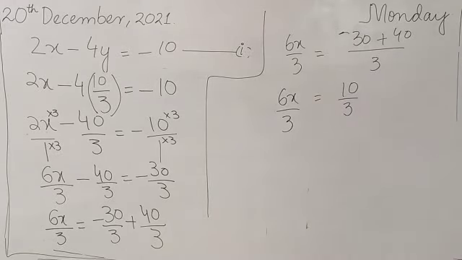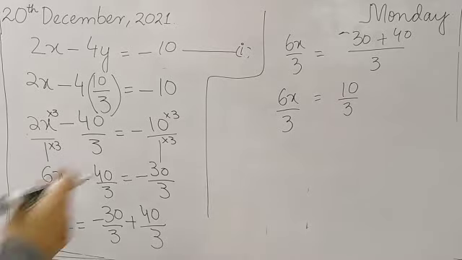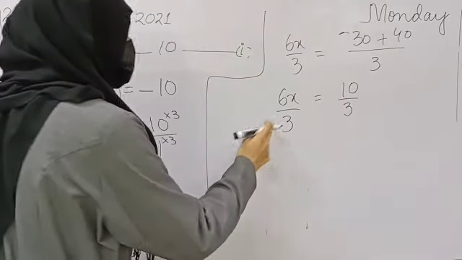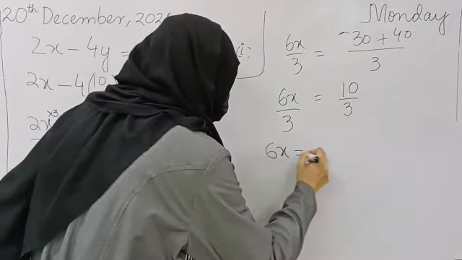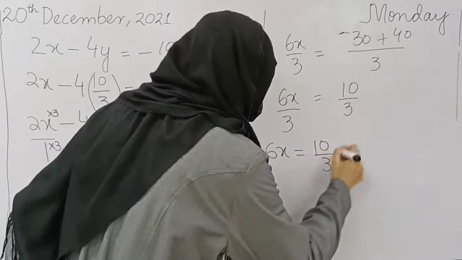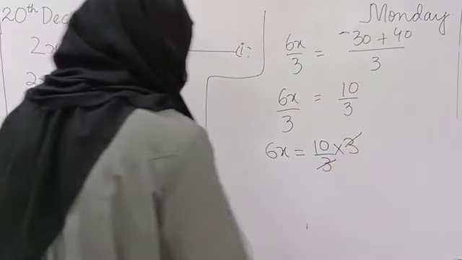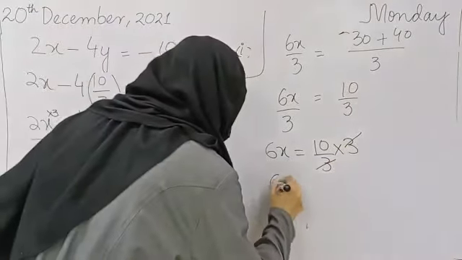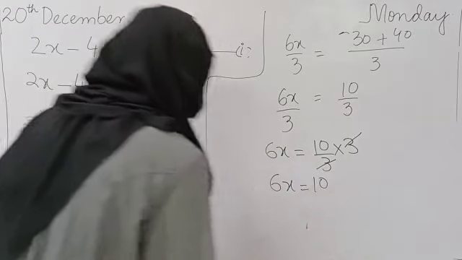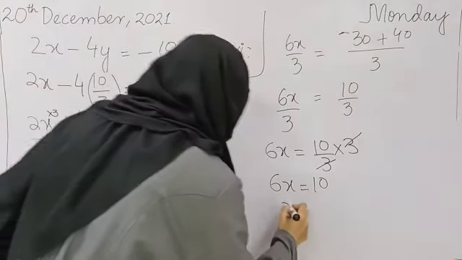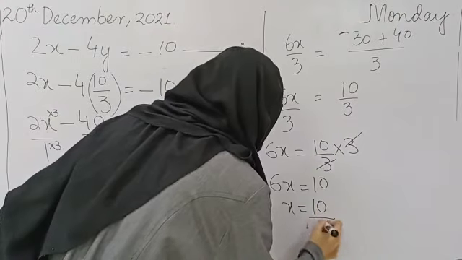Now what's the main purpose? We want to find out the value of x. So here this 3 is divided. We'll multiply it on the right side. Perform inverse operation, and they will cancel each other. Now we have 6x is equal to 10, and we get the value of x, 10 by 6.